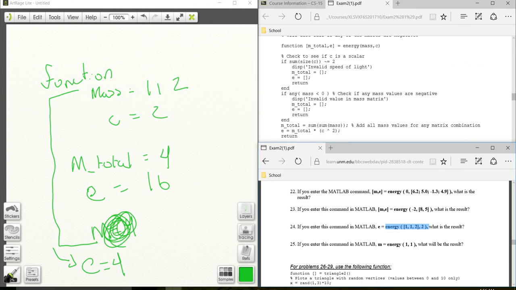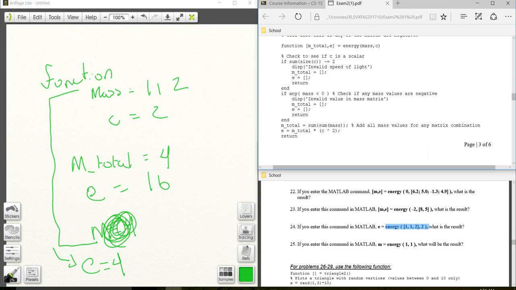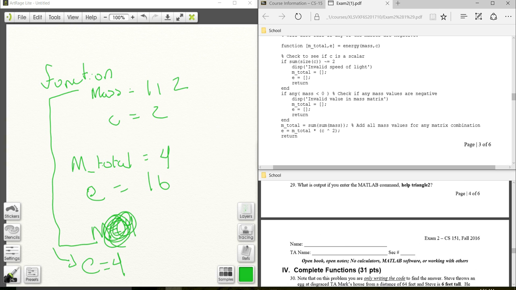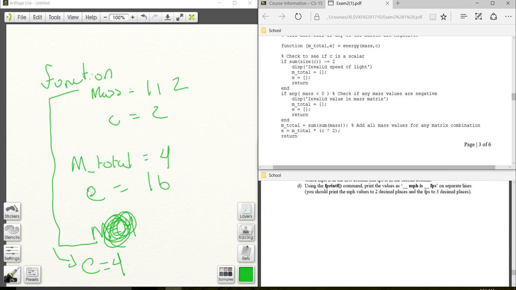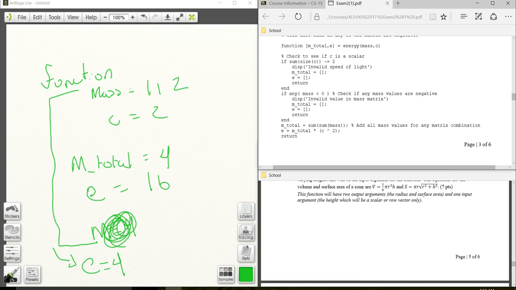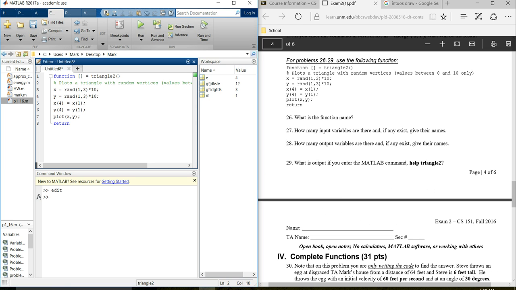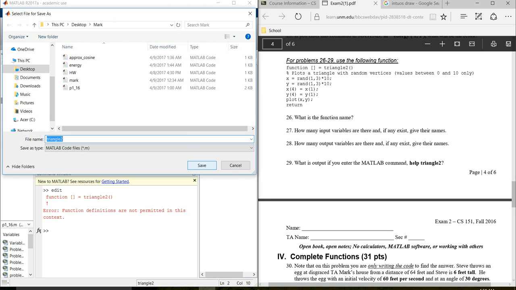We have now finished problem 25, and we'll be moving on to problems 26, 27, 28, and 29. I'm going to do these codes really fast and we'll be done. So here it is. I just copied and pasted it. Let me save it. Save as triangle 2.